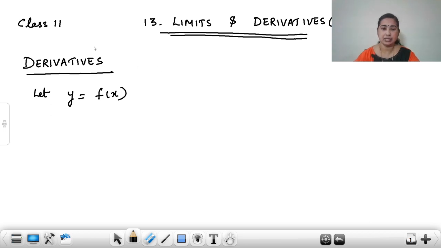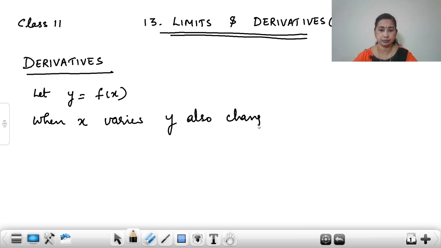Today I am discussing class 11 chapter 13 limits and derivatives. We have already discussed the part limits. Now we are moving on to derivatives. So let us consider the function y is equal to f of x. That means when x changes, y also changes, or when x varies, y also varies. This we have already discussed in the second chapter.